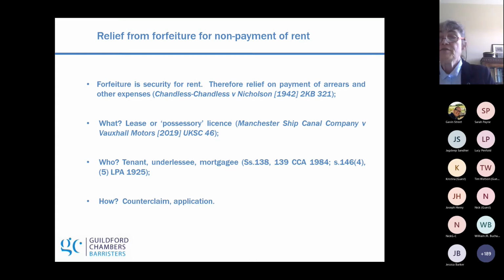Relief is available for termination of leases, but also be aware that it can apply to possessory licenses on the basis of the Supreme Court decision in the Manchester Ship Canal case. Who can apply for relief? Well, the tenant, but also an underlessee or mortgagee. And how to seek relief? Well, either by counterclaim or by application using CPR 23 in the landlord's proceedings, or by making a freestanding claim for relief.